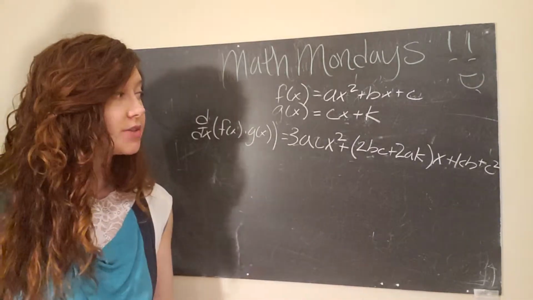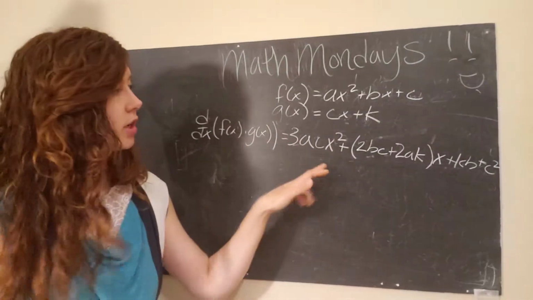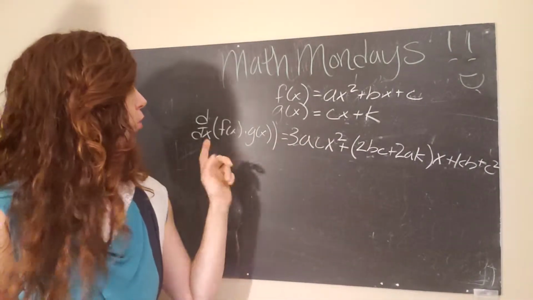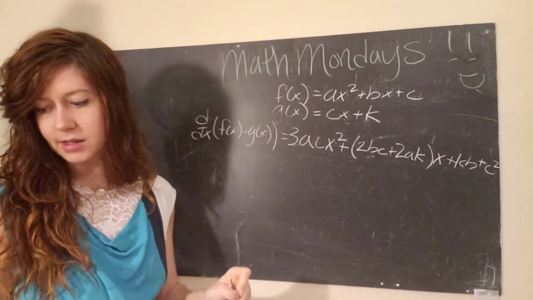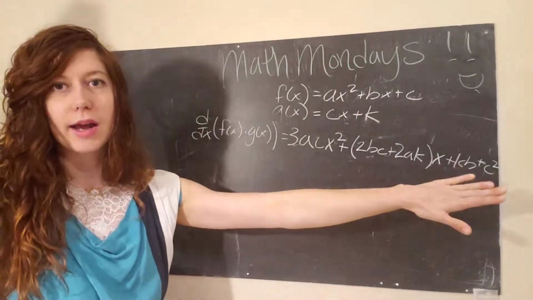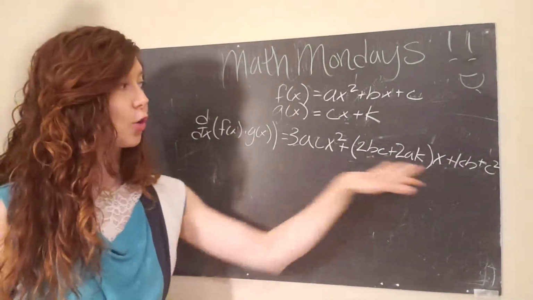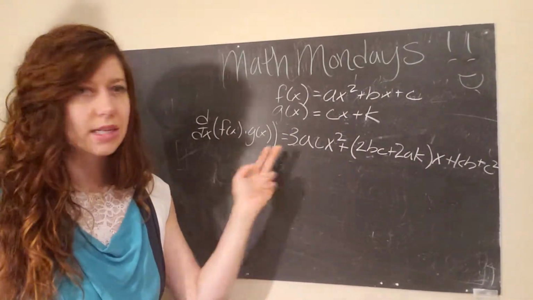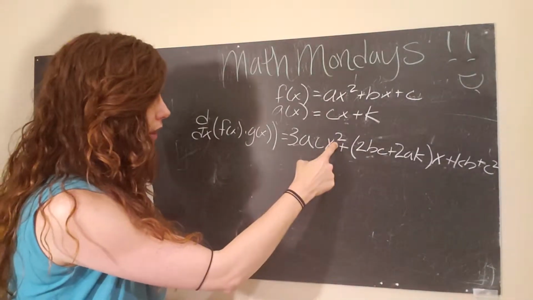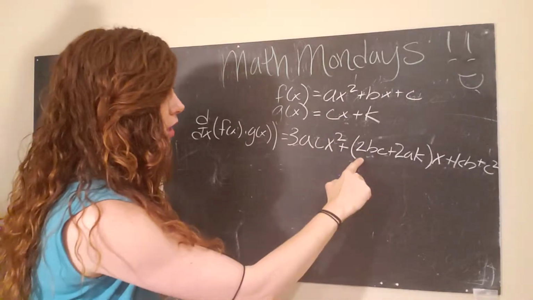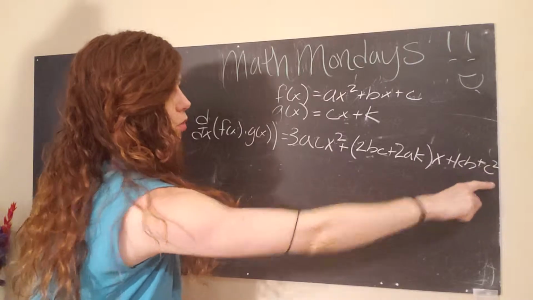Okay, so I left you with a challenge, and I was a student that really benefited from having solutions so that I would know if I was on the right track or not. So after simplification, this is what I got when I took the derivative of f of x times g of x. If you did that challenge, go ahead and screen capture or pause the video and check your work. I'll read this in case my handwriting is hard to read. I got 3acx squared plus, in parentheses, 2bc plus 2ak times x plus kb plus c squared.